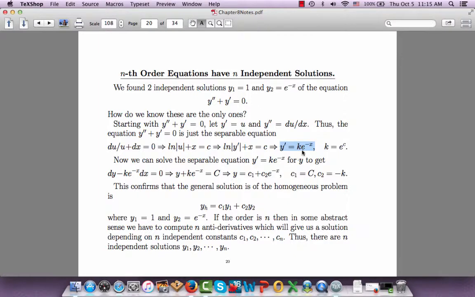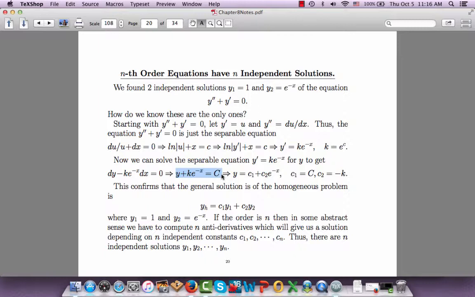So if we solve this for y, again, we can write it as dy minus k e to the minus x dx equals 0, separable. We integrate again. In other words, second order equation, we're integrating twice to undo all of the derivatives in the equation. And we get that y satisfies this equation. So y plus k times e to the minus x equals some other constant, capital C.